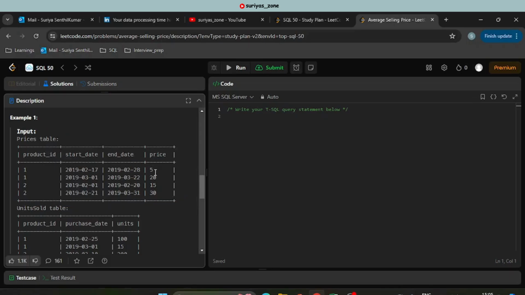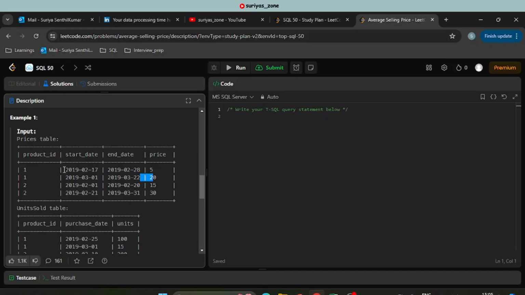We have an input table named prices, which has product ID, start date, end date, and price. Let's say product ID 1 has done some transactions between these dates, that is 17 to 28. At that time the price is 5, and then for the same product ID the second time, in this period, the price is 20. So for this particular product, in this time period it is 5, and in this third month it is 20 rupees.